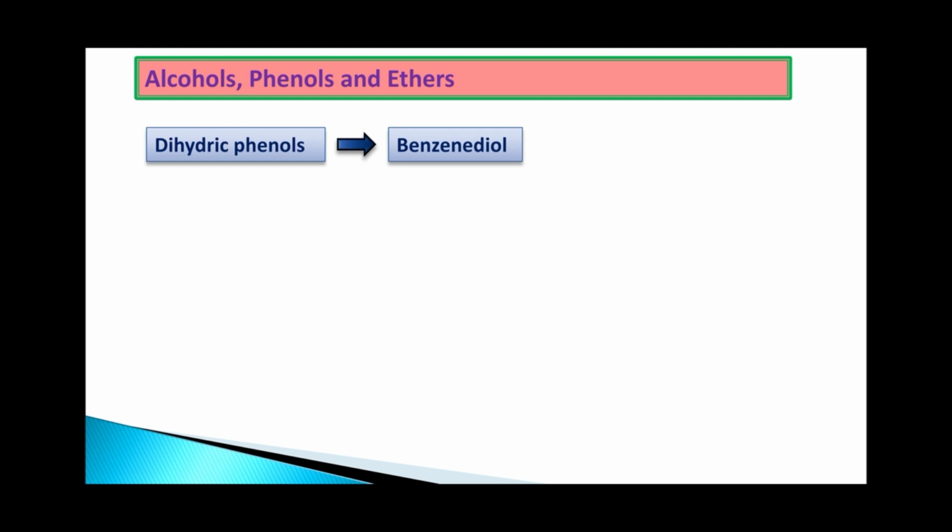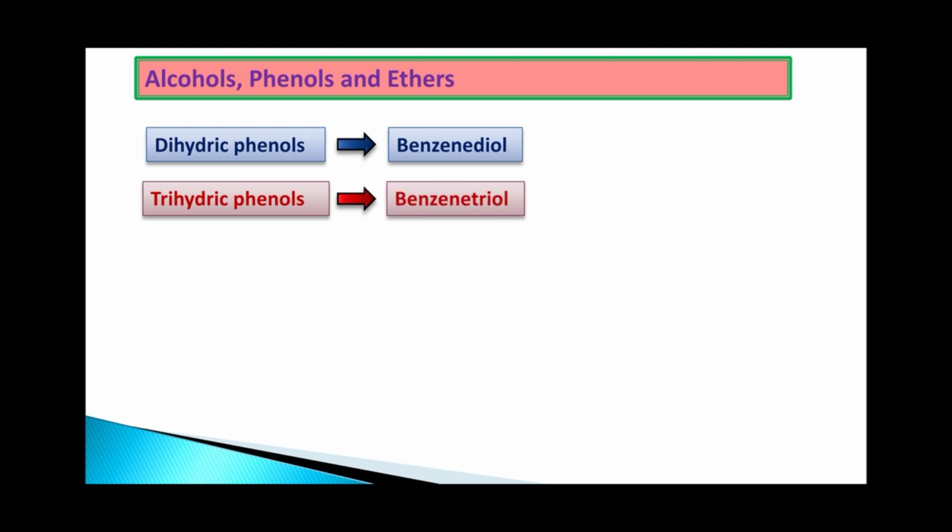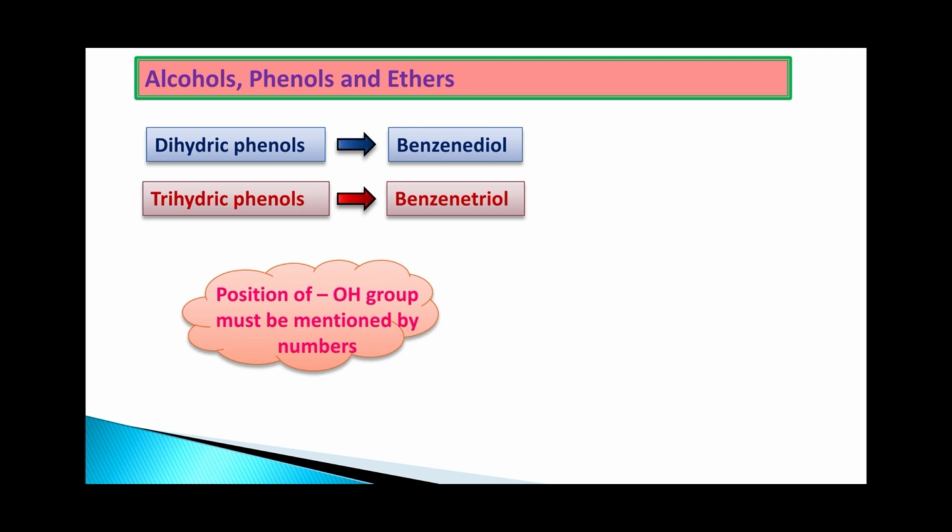1,5 is not possible, 1,6 is not possible, because when it is 1,6, again it is the position 1,2, by the lowest sum rule. If you say 1,5, that is not actually 1,5, it is 1,3, because according to the lowest sum rule, the numbering should be from the left hand side. Like that it will continue. So for trihydric phenols, benzene triol. Here also the position of the OH groups must be mentioned by numbers. If you do not mention the position of the hydroxyl group or the methyl, ethyl, or any other substituent, that does not carry any marks.